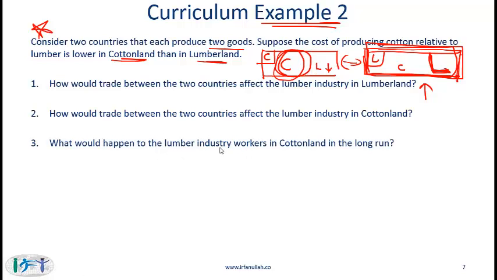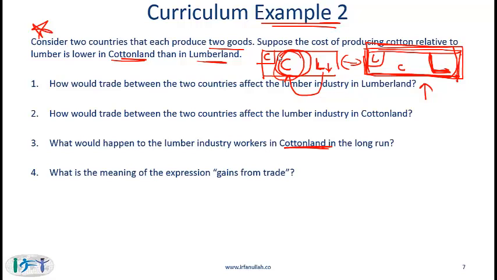What would happen to the lumber industry workers in cottonland in the long run? In the long run, people from this industry would have to be retrained because this industry is shrinking. So these people would have to be trained to work in the industry that is actually doing well. And that industry is the cotton industry. Not explicitly stated here, but you can see that cottonland will start exporting cotton to lumberland. So this particular industry is going to do well.